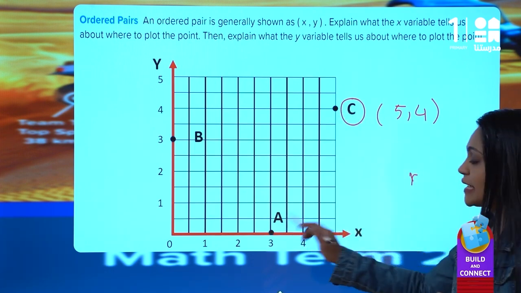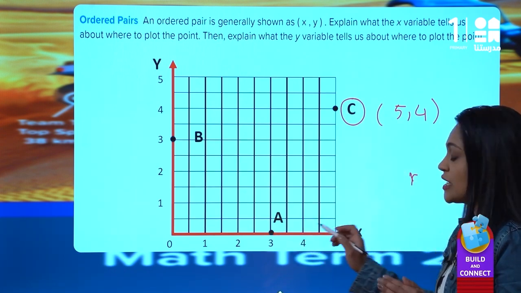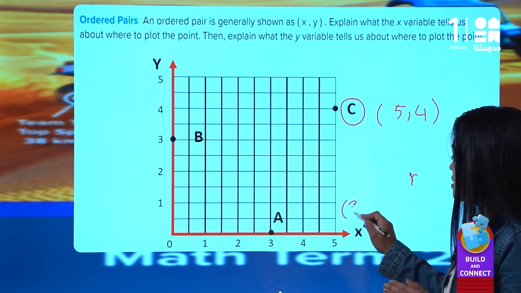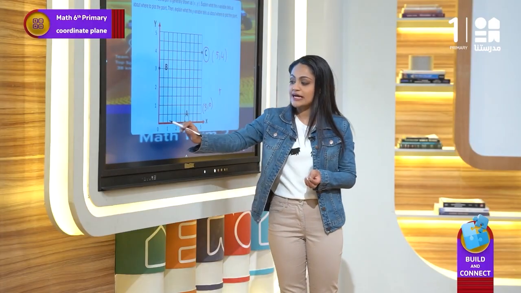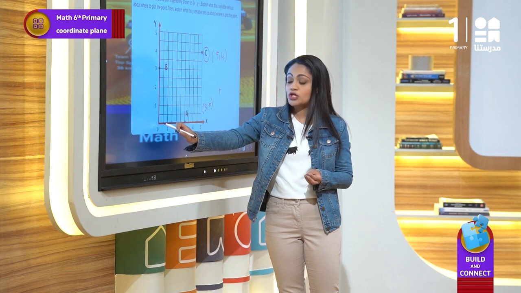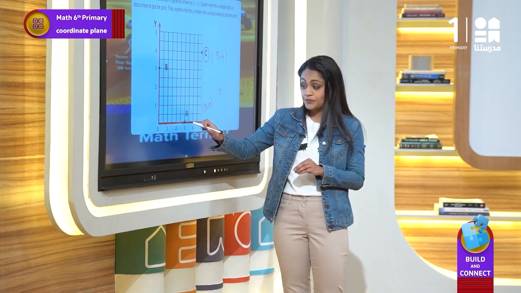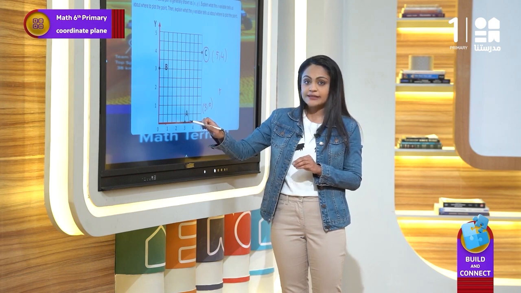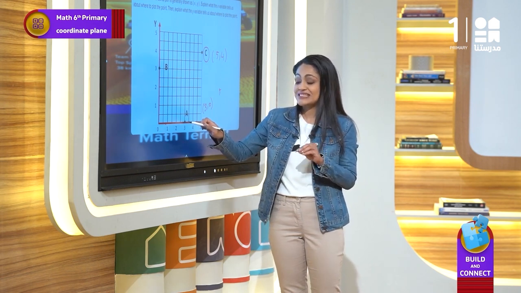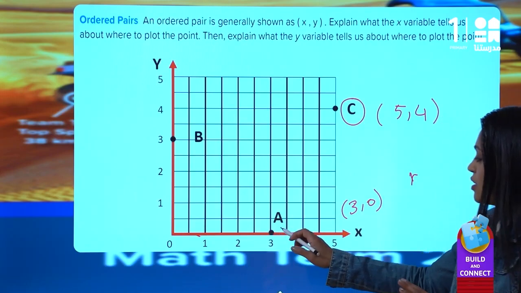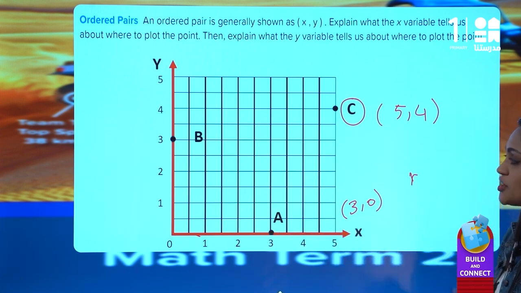What about point A? What's its location? It's exactly 3 and 0. Okay, what we're going to do, starting from the origin, is move 3 spaces to the right, and it's here 3, and then y, it's 0. So I'm not going to go upward, so it's on the x-axis. That's why it's the point 3 and 0.